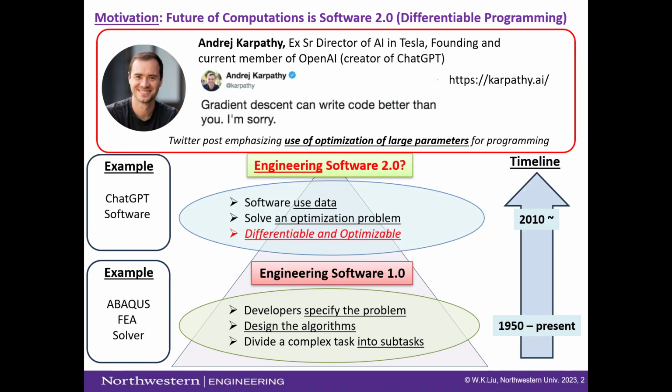But if we move on to Software 2.0, what we have is a lot of data and an optimization problem. So we define a problem as an optimization problem. Those programs are differentiable and also optimizable. One example of Software 2.0 is ChatGPT. This is one system of software, but it can solve multiple different tasks. So we want to view the engineering side of Software 2.0 in our research.